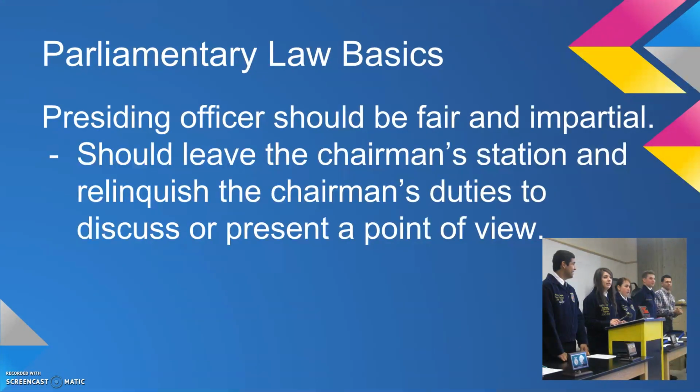The presiding officer, which in our case, if you're looking at FFA, the presiding officer would be the president, and the main qualities that they need to have is to be fair and impartial. If they have a solid opinion on something and they want to discuss a motion, they need to leave the chairman's station and relinquish the duties of the chair to present a point of view or to discuss a motion, anything like that.